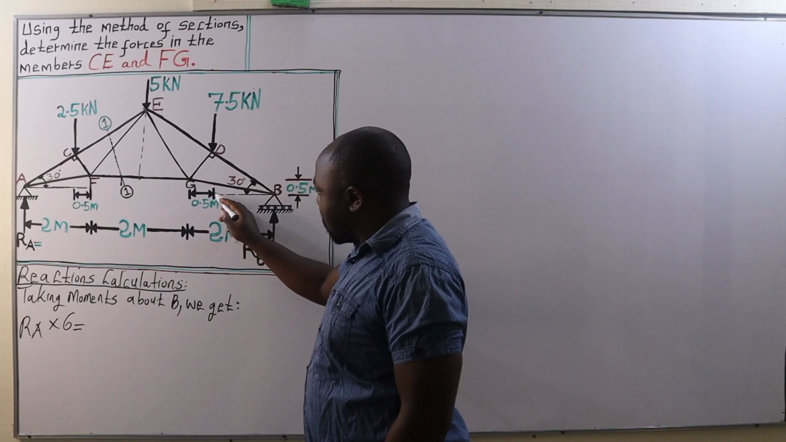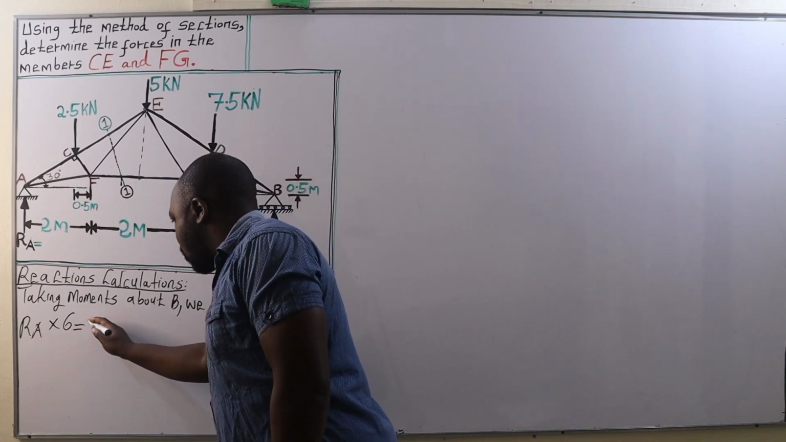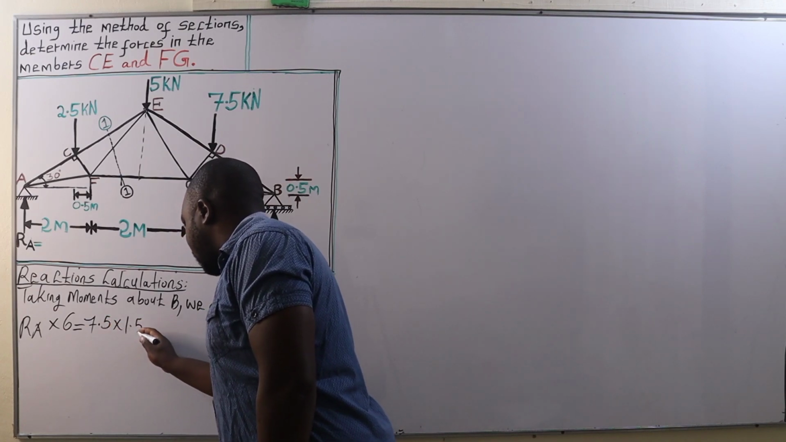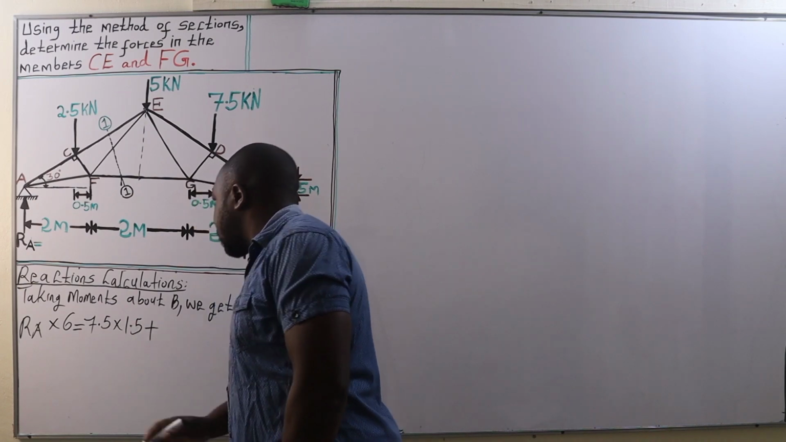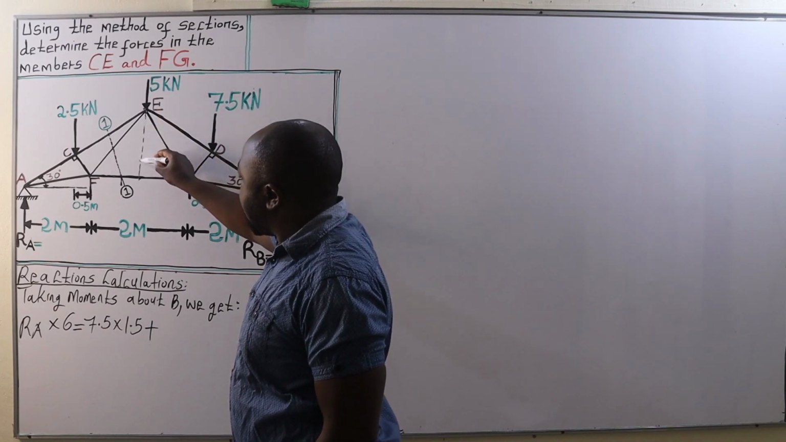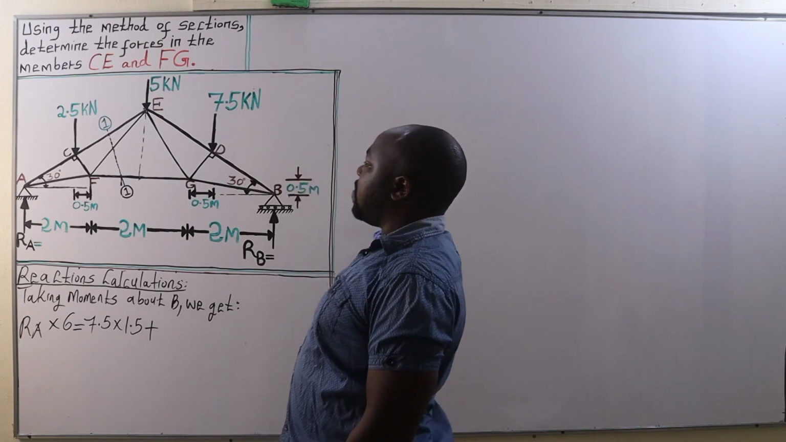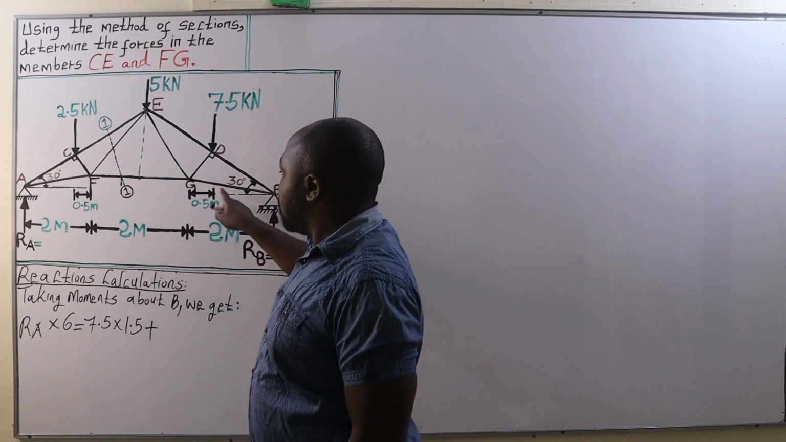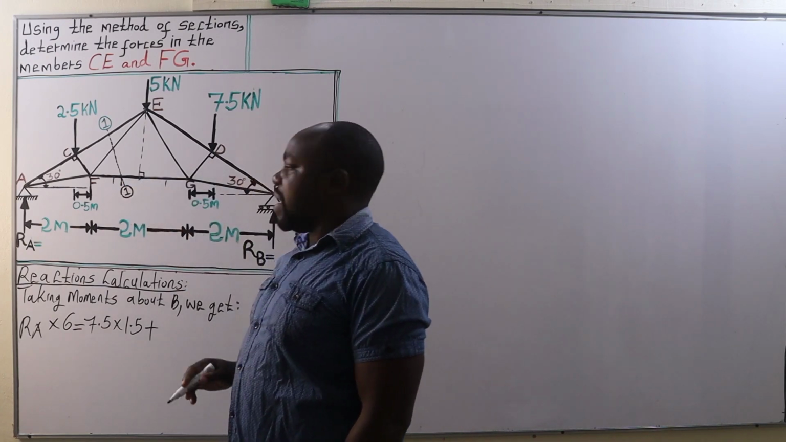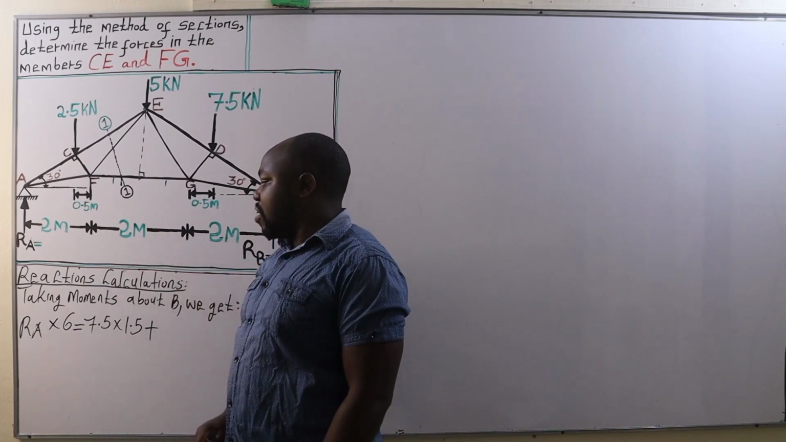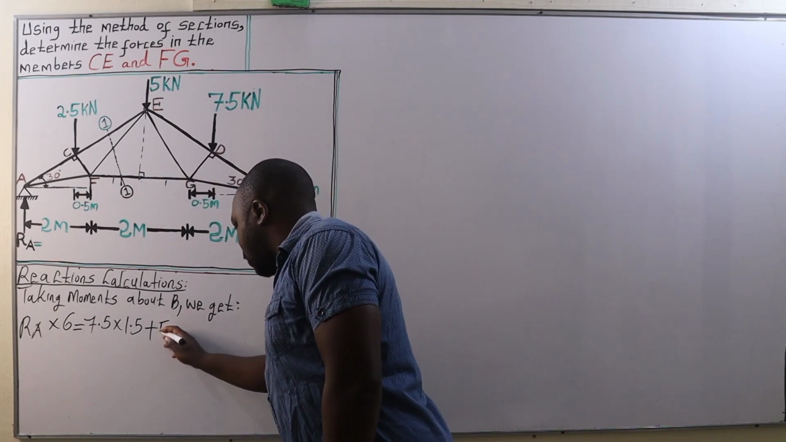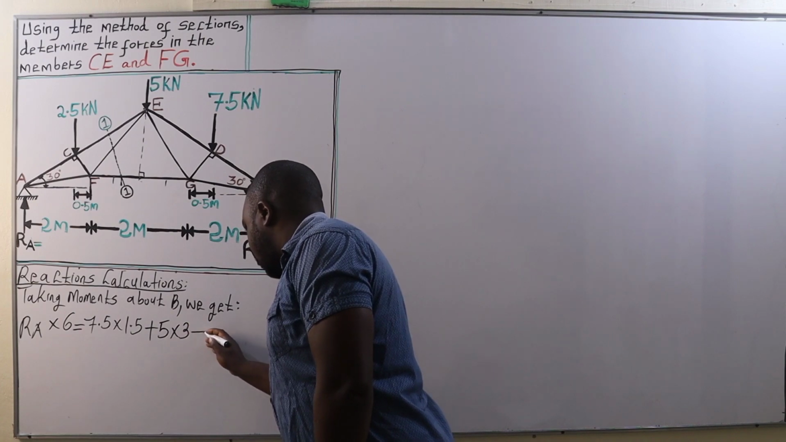Since that is 2 meters minus 0.5, that is 1.5, we are going to have 7.5 multiplied by 1.5 meters, plus we have 5 kilonewtons. When you drop this line, this point up to the member FG, we are going to have 1 meter, because this is 2 meters being cut into 2 equal parts, and therefore this is going to be 5 multiplied by 3. That is 5 times 3, okay?